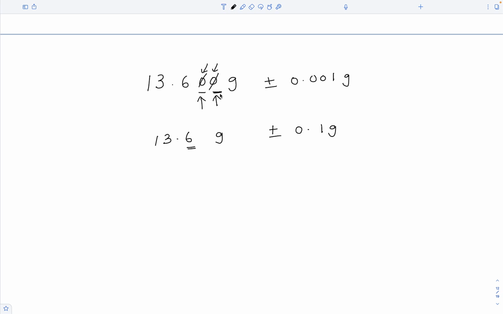So if you choose to drop these two zeros, then the amount of uncertainty would increase. This is much bigger than this. Or the precision of the measurement decreases. So you put effort to figure out the values of these two digits, then why do you waste your effort and drop them and reduce the precision of the measurement? That does not make sense.